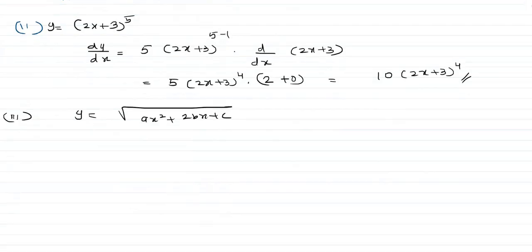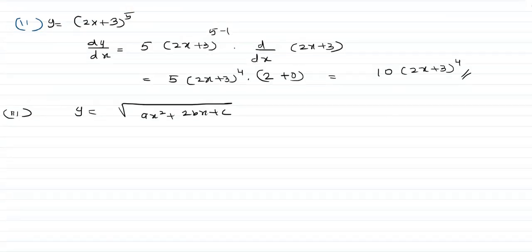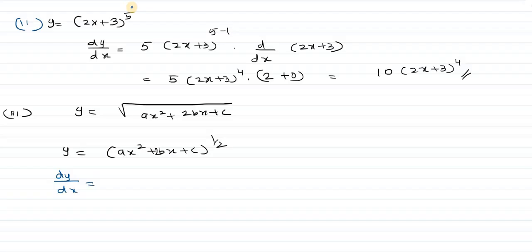So how will you do it? Either you can go with the t method, or what is best? First power. What can I write? Square root of ax square plus 2bx plus c, that is, ax square plus 2bx plus c to the power half. Can I write it like that? Now once I write it, dy by dx is what, Sanjana?